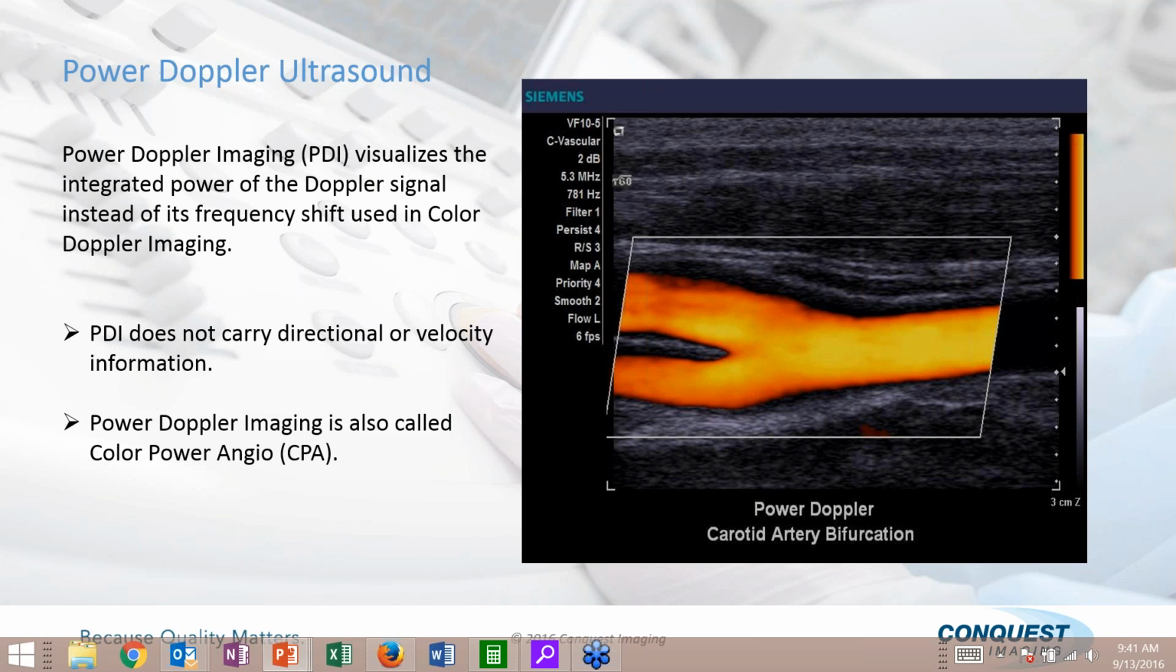This Power Doppler ultrasound, it's also called PDI, it's called color power angio, but it's a type of Doppler that will give us energy of blood flow. The good news is it shows where we have flow, and it's extremely sensitive. The bad news, the trade-off, is that it does not give us velocity or direction information.